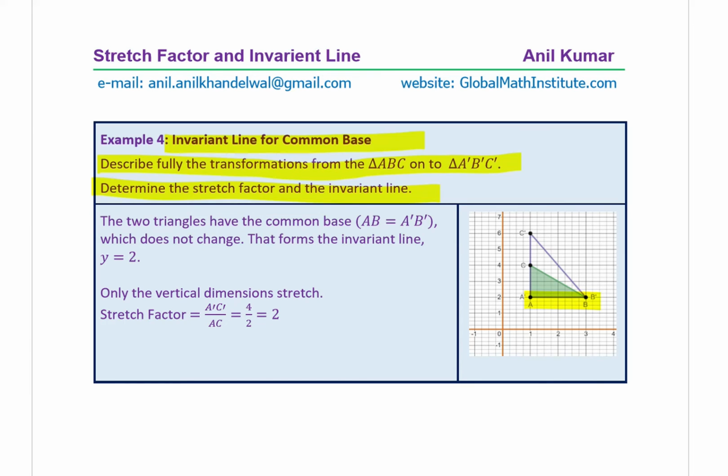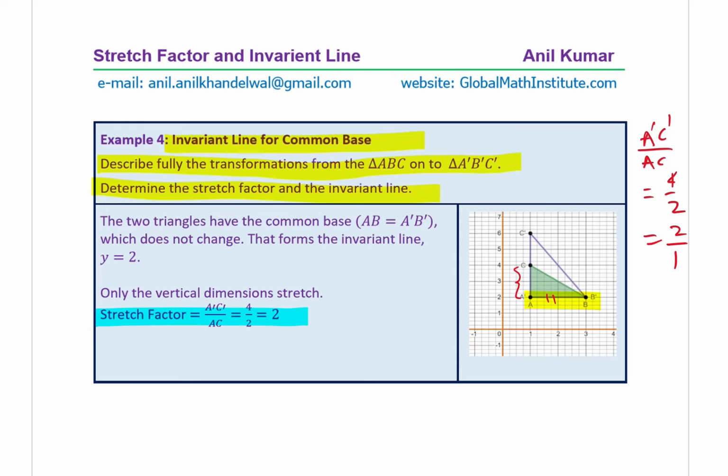So let's begin with this. We have the common base, so no change in the base, which is the horizontal distance. However, vertically there is a change. The ratio A dash C dash over AC, since it is vertical, in this particular case is 4 is to 2 or 2 is to 1, right? That is the ratio. Now, we have the stretch factor of 2 in this particular case. So that is a part of our answer.